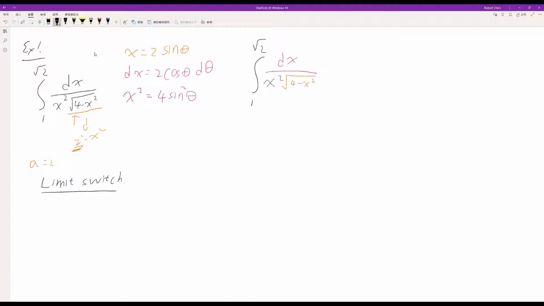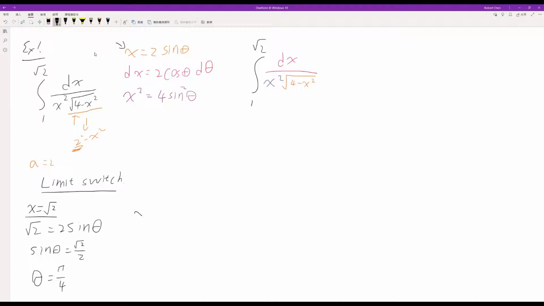So let's look at this. The upper bound, x equal to rad 2, means rad 2 is equal to 2 sine theta. Then sine theta is rad 2 over 2. So what I'm using here is this first trig sub, x is equal to 2 sine theta. So sine theta is equal to rad 2 over 2. That means theta is pi over 4.